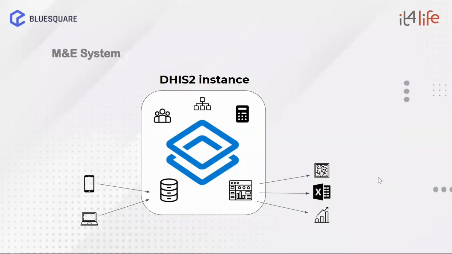So once I have set up all this system, this is what my DHIS2 instance looks like. On the bottom left, I see that I collect information through mobile phone and desktop. These data end up in my databases that are my DHIS2 instance. I've dealt with users, my organization units, my hierarchy. I have set up my processing, my calculations, and I have created the dashboards. I can export in CSV files if I need the data or image to put them into reports.